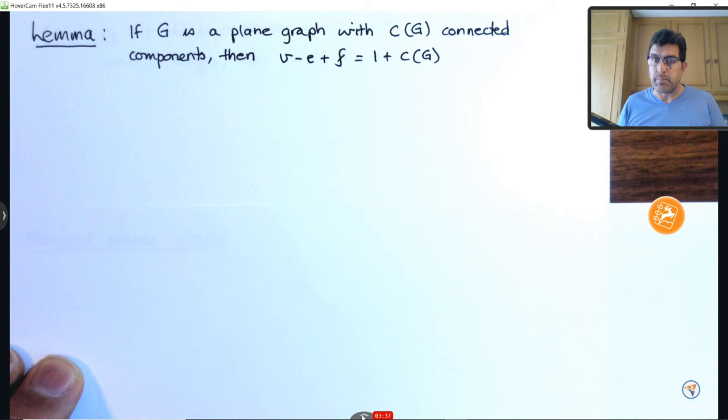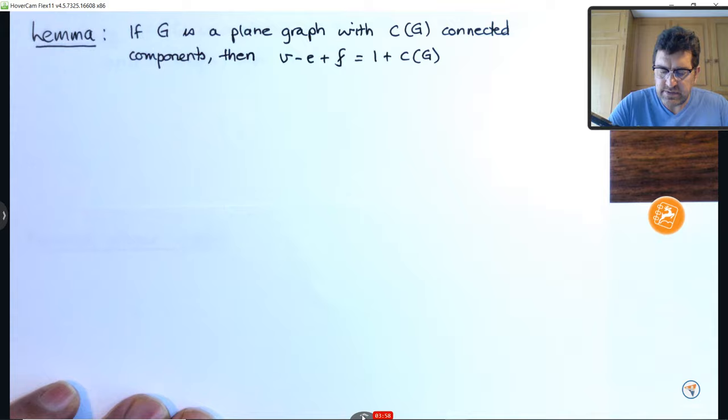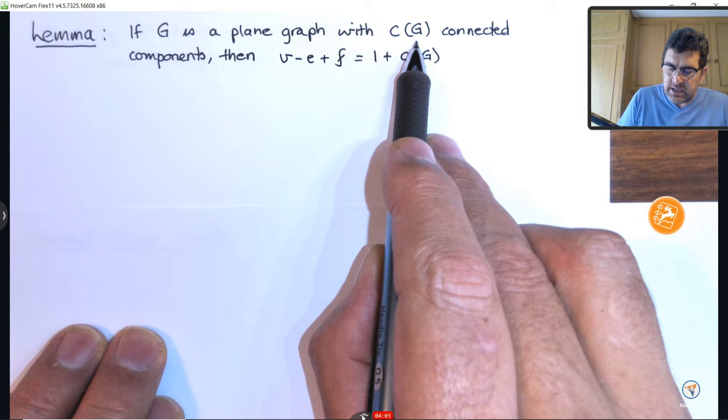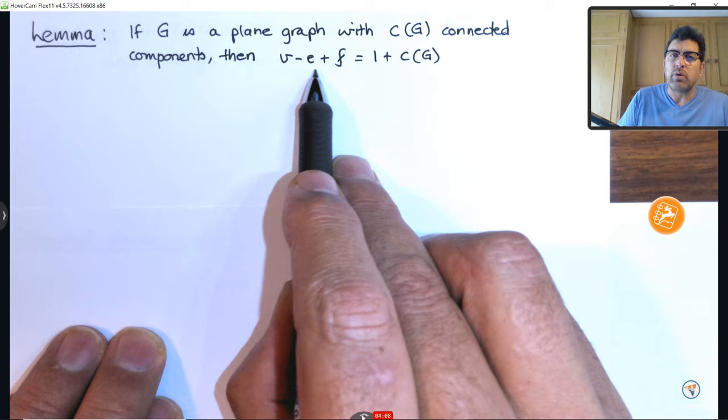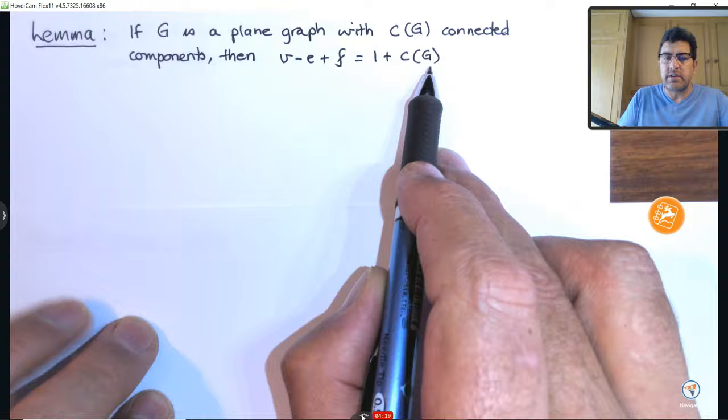Now we're going to work with a disconnected graph. So we might have three vertices together and a vertex lying on the other side, or two graphs where there's no bridge connecting the two. So if G is a plane graph, meaning there are no edges crossing, with C connected components, then Euler's formula adjusts itself to this: the number of vertices minus the number of edges plus the number of regions is 1 plus the number of connected components.